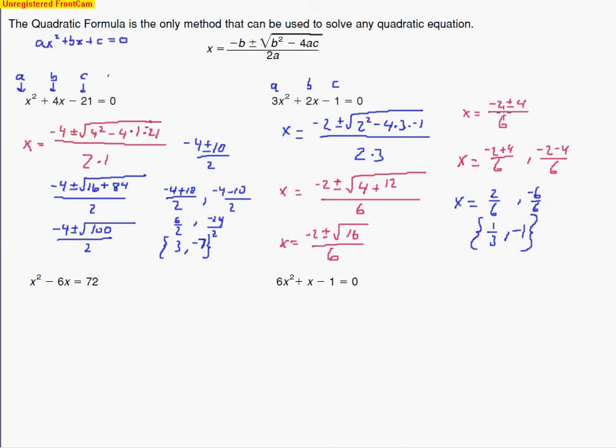So this formula takes definitely a little bit longer. These two problems, we could have factored the problems and come up with the answers a little bit quicker. However, this method always works, so you can always fall back on it if you cannot factor.